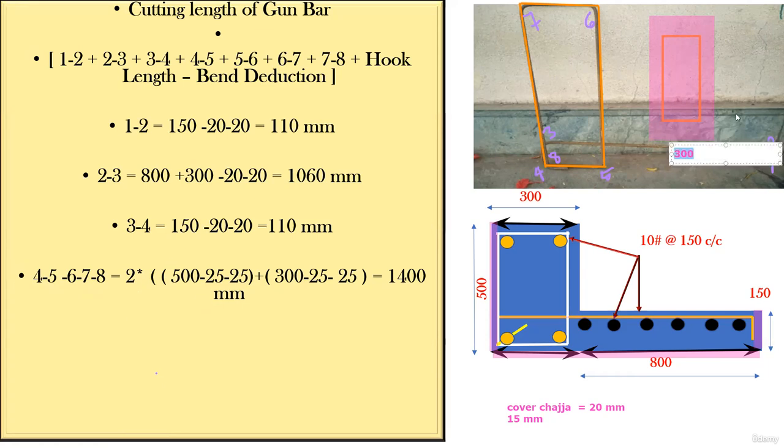And the depth is 500. Okay, that is mentioned. You know that, right? So depth is 500 and width is 300. Now, can you do the BBS for just only this particular shape? Easily you can do that. How are you going to do it?